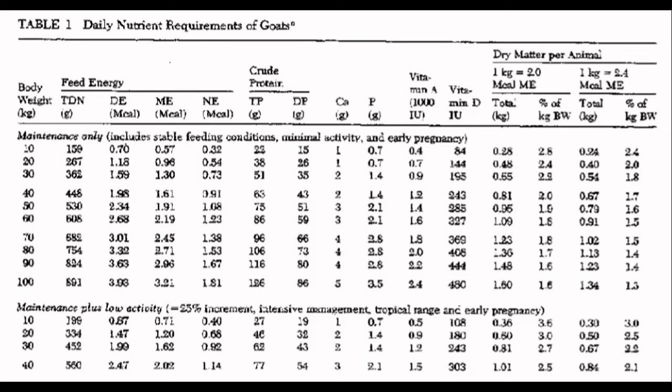And also, if you check the maintenance plus low activity, that means if you have goats and they are not active, you will add additional nutrients to them. At 10 kg, the total protein that we add is 27, though they already have their maintenance up. So you continue adding. Let's move to the next slide, sir.